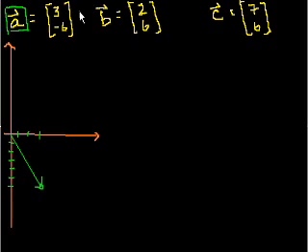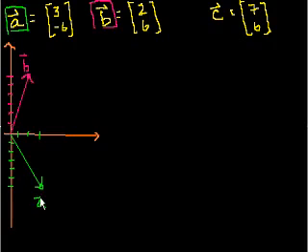Now let me do in magenta. I'll do vector B. That is 2 comma 6. 1, 2, 3, 4, 5, 6. So 2 comma 6 is right over there. And that's vector B. And so it'll look like this. That's vector B.